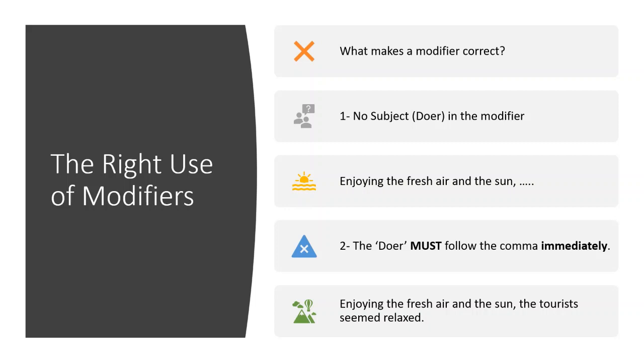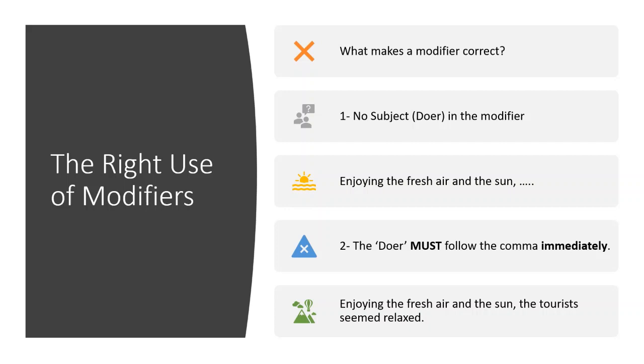Okay, so let's go through this example. Enjoying the fresh air and the sun, then we put the comma. Let me ask you, who enjoys the fresh air and the sun? Can you tell me? Actually, no. And it should be this way when you are using a modifier. You shouldn't know who the person that does the verb of the modifier is. Okay? So, rule number one, if you remember, it's the punctuation, the comma after the modifier.